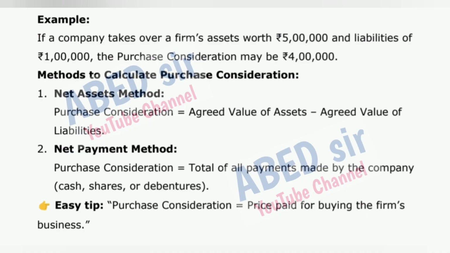Example: if a company takes over a firm's assets worth 5 lakh rupees and liabilities of 1 lakh rupees, the purchase consideration may be 4 lakh rupees. Methods to calculate purchase consideration. 1. Net assets method: purchase consideration is equal to agreed value of assets minus agreed value of liabilities. 2. Net payment method: purchase consideration is equal to the total of all payments made by the company, cash, shares, or debentures. Easy tip: purchase consideration is the price paid for buying the firm's business.